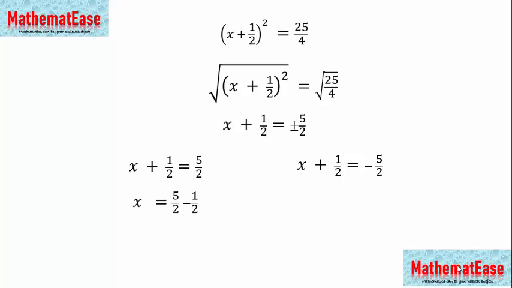Then I solve the left side. I take half to the other side, it becomes minus half. So here I get x = 2. Then from this other side, I take plus half to the other side, which is minus half. Here I get x = −3. So the answer is x = 2 or −3. Note, irrespective of any method you use for a quadratic equation, you are supposed to get the same answer.